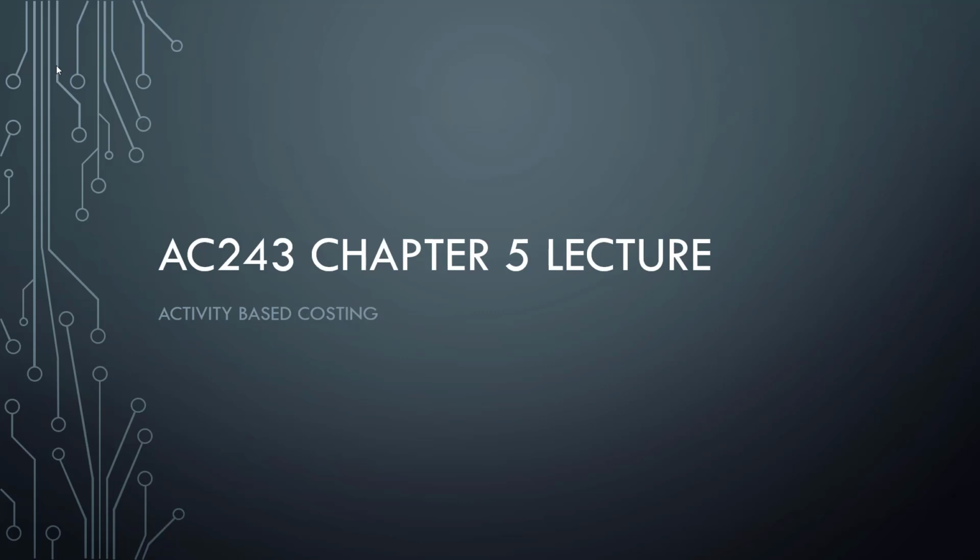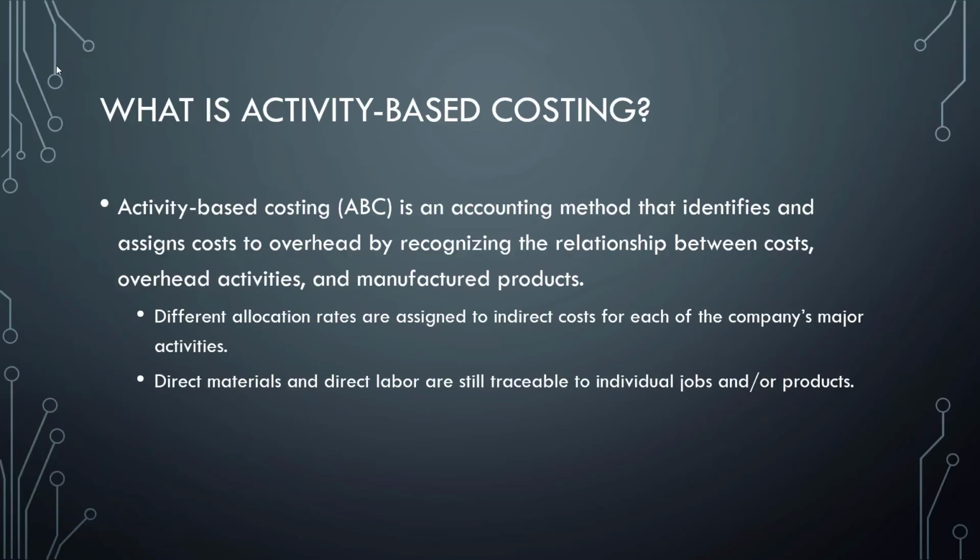Hello everyone. In this chapter we're going to be discussing activity-based costing. Activity-based costing, or ABC if you will, is by definition an accounting method that identifies and assigns cost to overhead by recognizing the relationship between costs, overhead activities, and manufactured products. What does that mean in layman's terms?